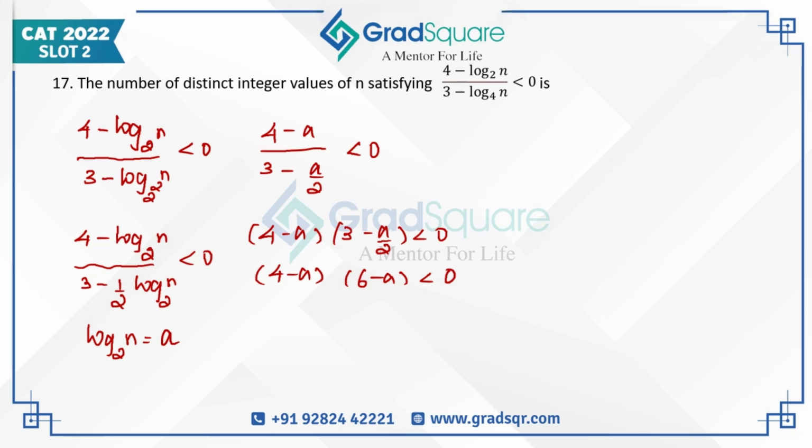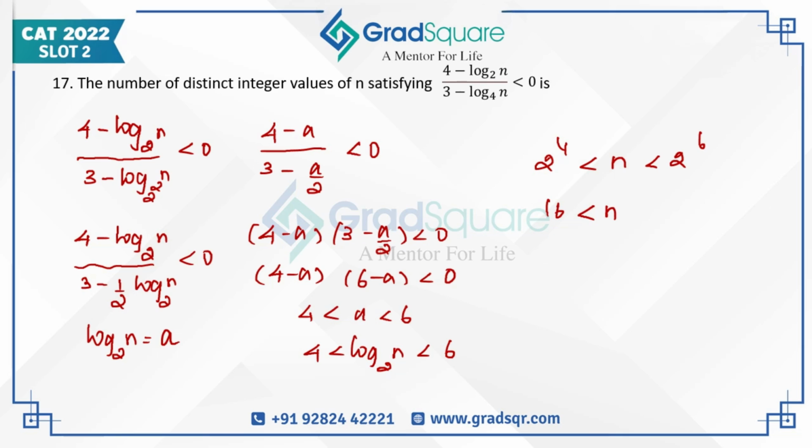Further simplifying is going to give me 4 minus a into 6 minus a to be less than 0, or else a has to be greater than 4 and less than 6. And what is being taken as a? Log 2 base n is being taken as a. So log 2 base n has to be greater than 4 and less than 6, and simplifying this is going to be 2 power 4 less than n, and n has to be less than 2 power 6, and 2 power 4 is 16, so n is greater than 16 and should be less than 64.